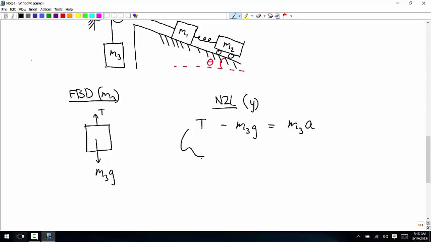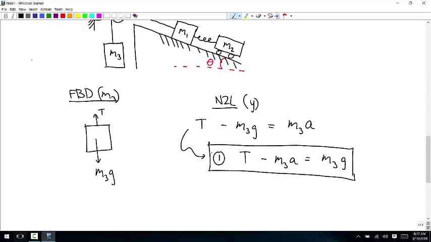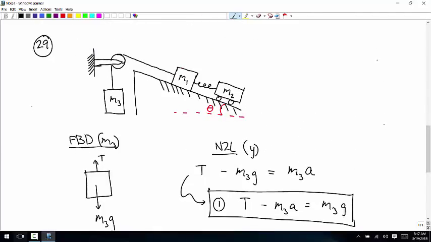And so our first equation, I'll number these equations, says T minus M3A is equal to M3G. And I rearranged it like that because T and A are variables. M3 and G are not variables. Those are constants. We're not trying to solve for those. We're trying to get the other stuff in terms of those. That one went great. So now let's isolate M1.